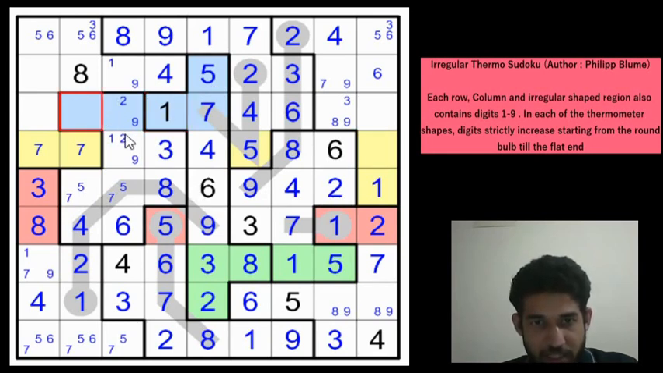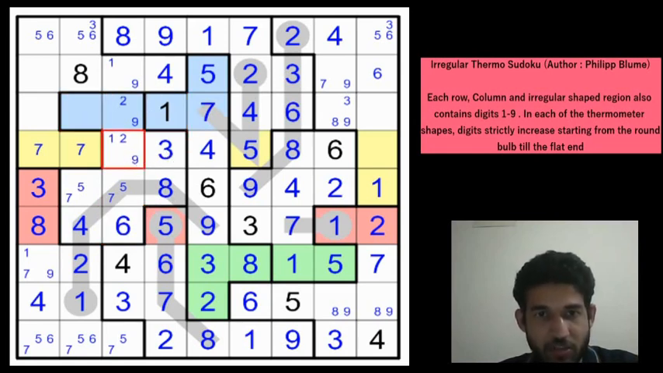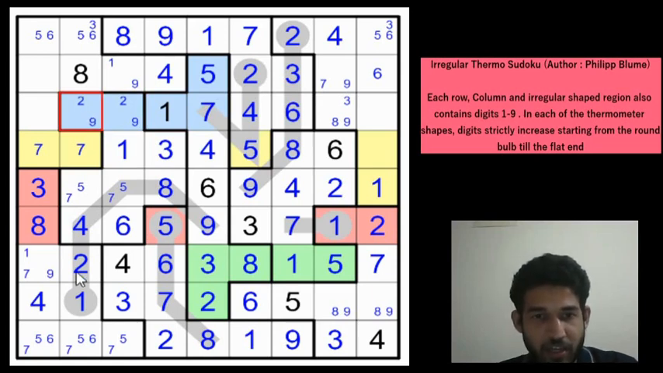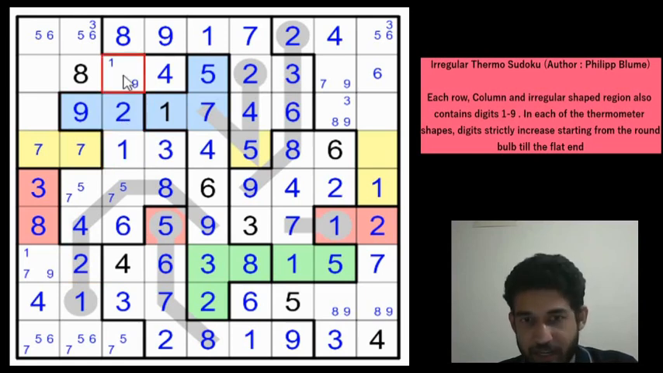Let us look at this region. 4, 5, 6, 7, 3 and 8 have been resolved. Remaining are 1, 2 and 9. 1 can't be in these blue cells, so 1 has to go here. And so these candidates must be 2 and 9. You have a 2 here, so this will be a 9, this will be a 2. Because of this one, we get a 9 here. And that gives a 7 here, right?